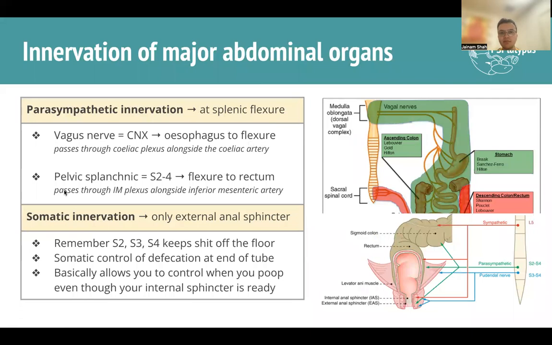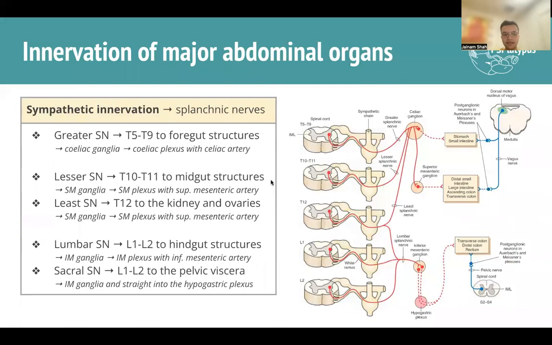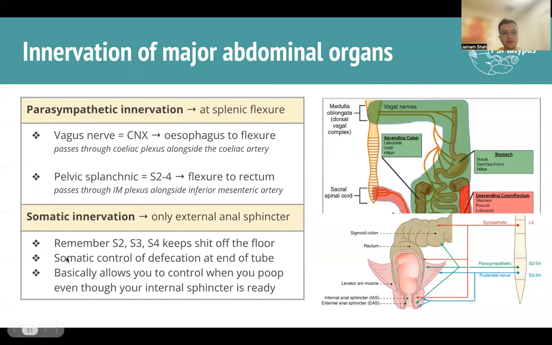And then you've got the pelvic splanchnic nerves, which are S2, S3 and S4. They go from the flexure down to the rectum. Now, an easy way to remember the difference between, for example, pelvic splanchnic and sacral nerves, and how do you tell the difference? Well, remember sacral nerve is S, right? So that's sympathetic. Whereas if you think about pelvic splanchnic, that's P, which is parasympathetic. So just an easy way to remember those.